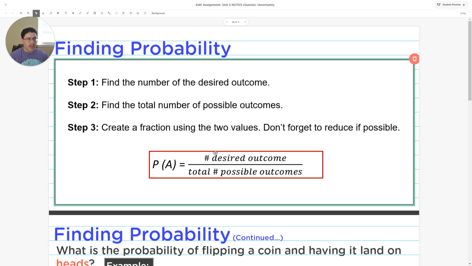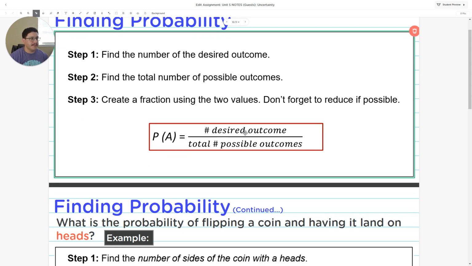So when finding probability, the first step you want to do is find the number of the desired outcome. How many are you choosing? How many are you wanting out of the event for a certain specific thing or item or object? Step 2, find the total number of possible outcomes for said object, said item, etc. And then step 3, create a fraction using the two values. Don't forget to reduce the fraction if possible.